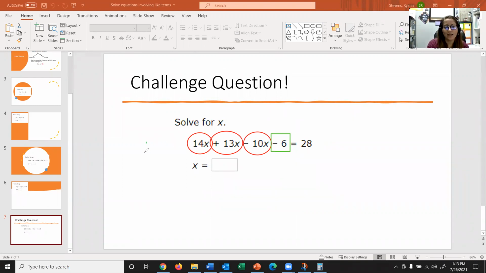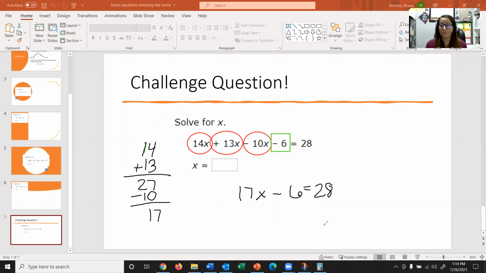So we have 14 plus 13 will give us 27. And then we have a minus 10. So we're going to subtract 10 from 27, which will give us 17. Now we come to the minus 6. We can't combine this with the rest of the terms because it's not alike. So we're going to rewrite this as 17x minus 6 is equal to 28. This looks a lot better, but there's still some additional steps that we have to do to figure out what x is going to be equal to.